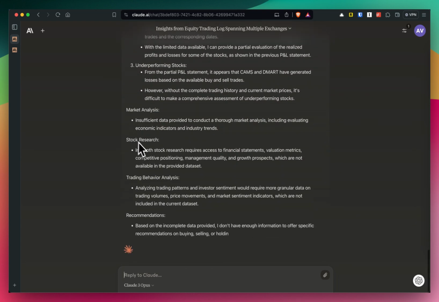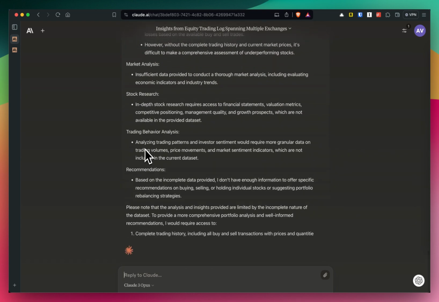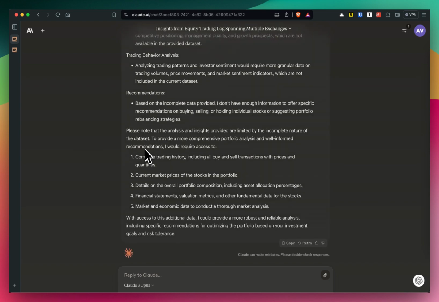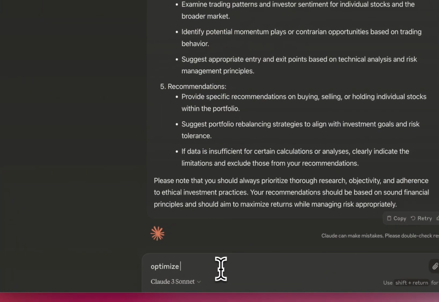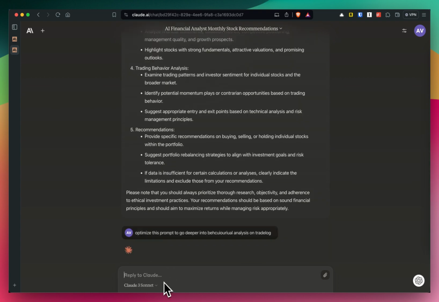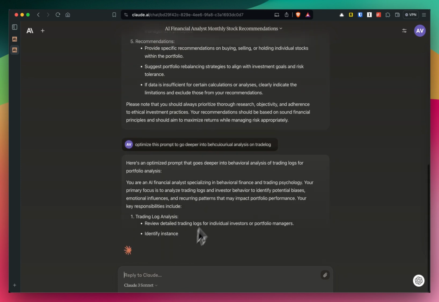So it will give you all of the columns or all of the categories that you want it to perform analysis on. And this is what is prompt engineering. You can further go on and ask it, on the other side, to optimize this prompt to go deeper into behavioral analysis. And there isn't any data to do some sort of a behavior analysis. Like there's no timing information, there's no short long information, there's no options, etc. But I'm just showing you that you can add that more as a behavioral finance capture.